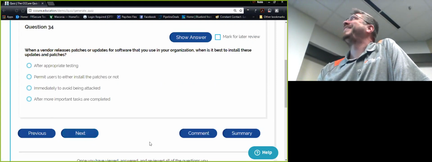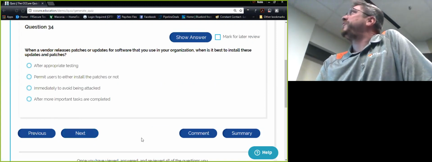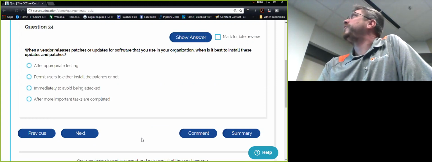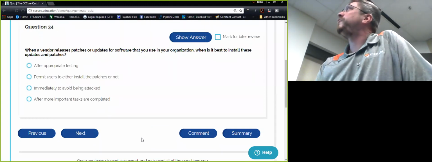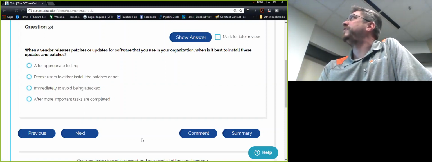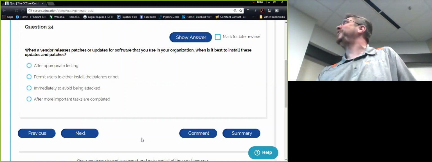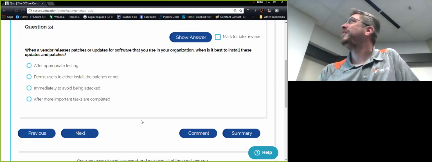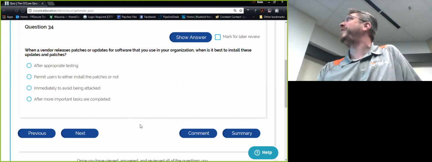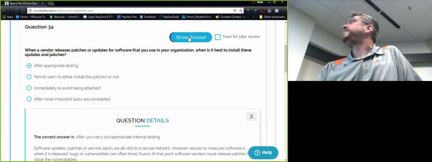All right, when a vendor releases patches or updates for software that you use in the organization, when is it best to install these updates and patches? Permit users to install the patches or not? No, that's not right. Immediately, to avoid being attacked? You could, but it doesn't always work or it breaks other things. After more important tasks are completed? Now I'd say it's after appropriate testing. Yep.